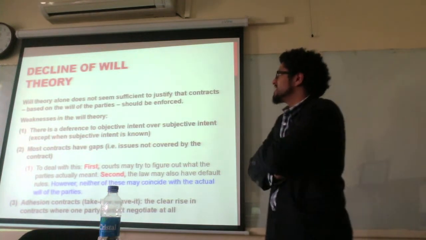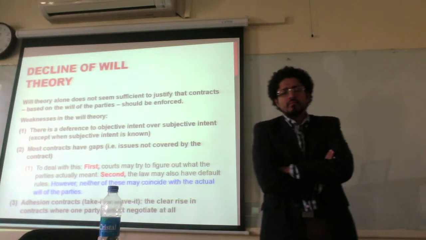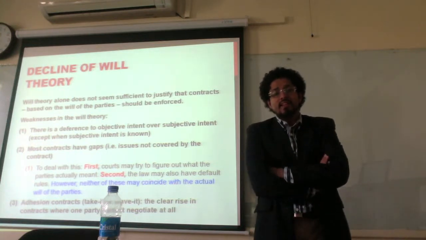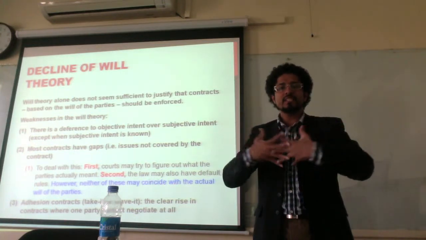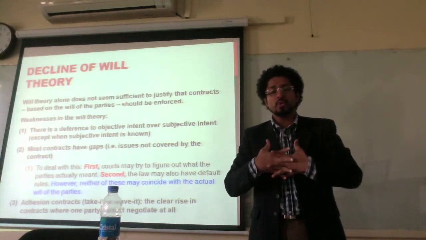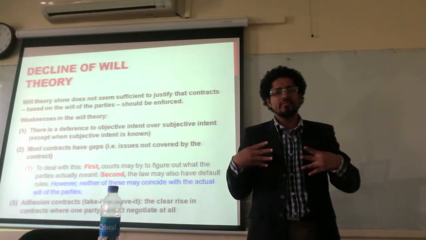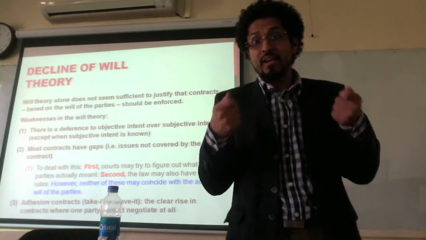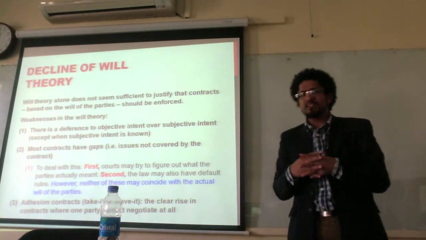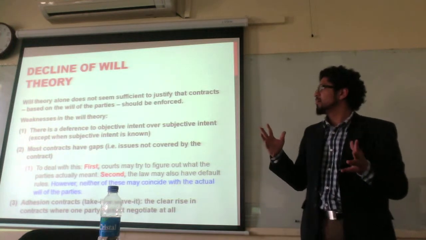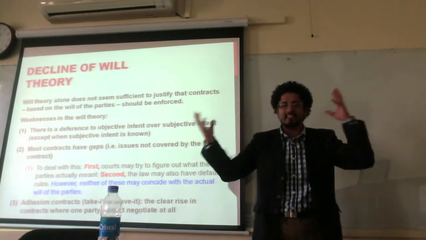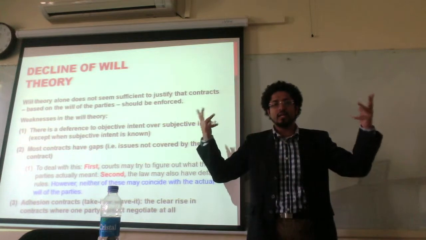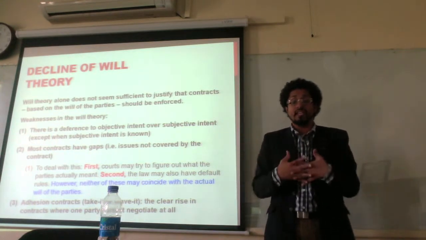So we just talked about will theory. That is, if a person wants to be held to a contract, they should be held to it because that's what they're agreeing to. They're agreeing to provide a particular obligation. We sometimes call that the meeting of the minds. It's called will theory or a meeting of the minds because two minds are agreeing that they're going to be held to a particular standard.